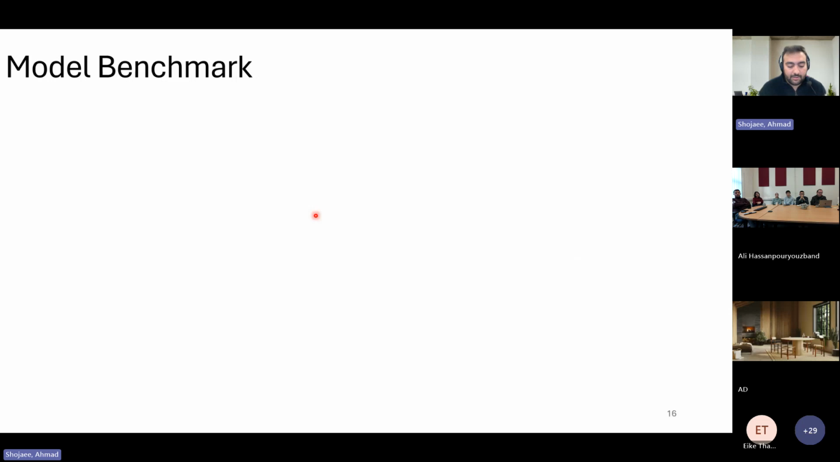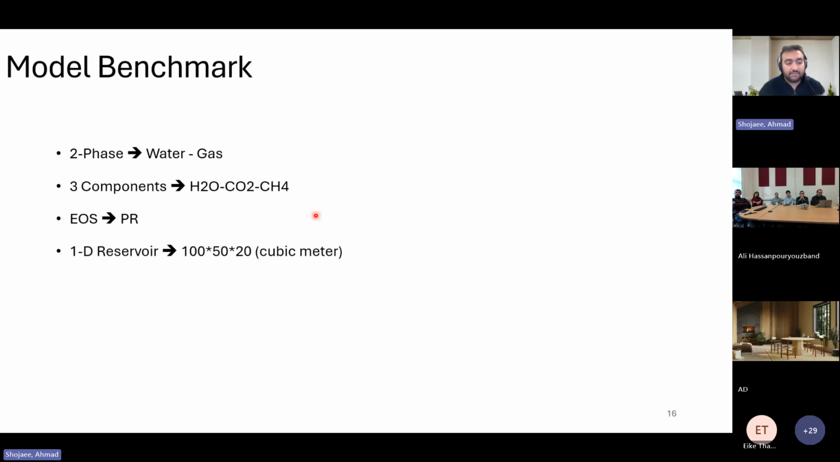So we developed this reactive transport model based on the framework I showed you. Before doing anything, we benchmarked it. We defined a simple two-phase system with water and gas, and three components: water, CO2, and methane. Using a Peng-Robinson equation of state, we defined a simple 1D reservoir with the given dimensions, with 50 cells in the X direction, assuming porosity of 20% and permeability of 100 millidarcy.